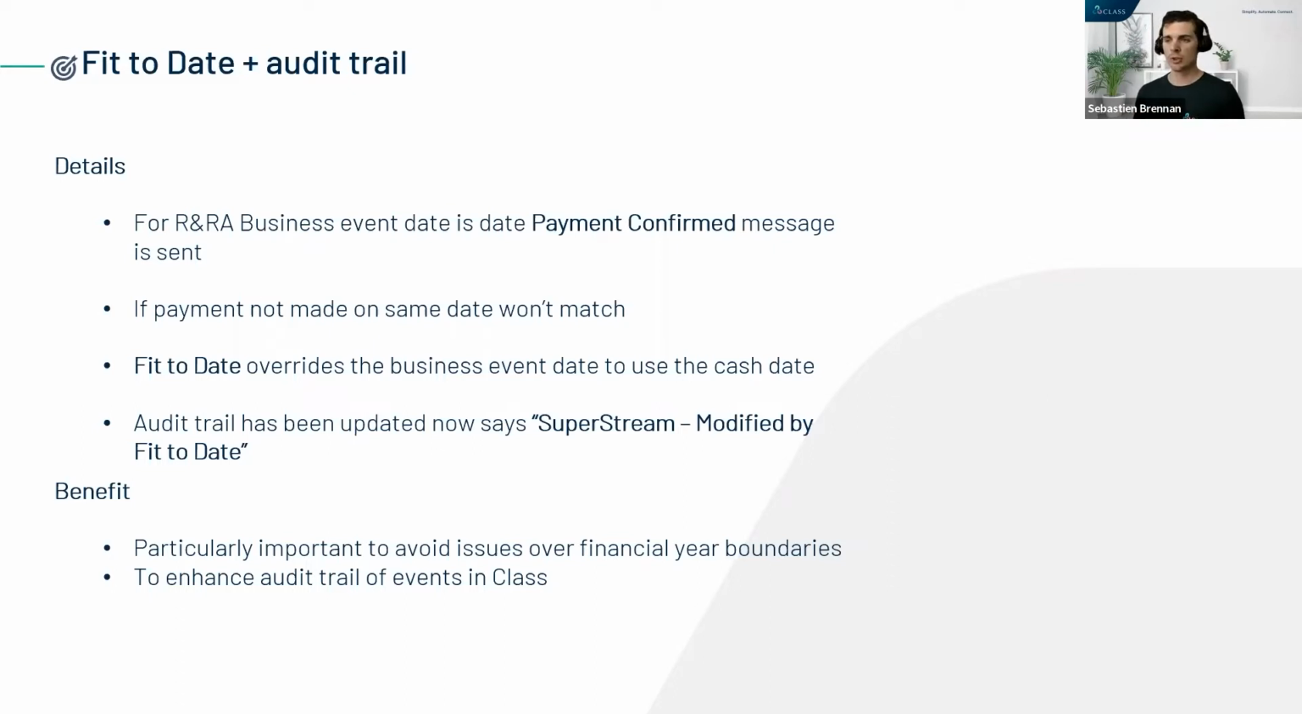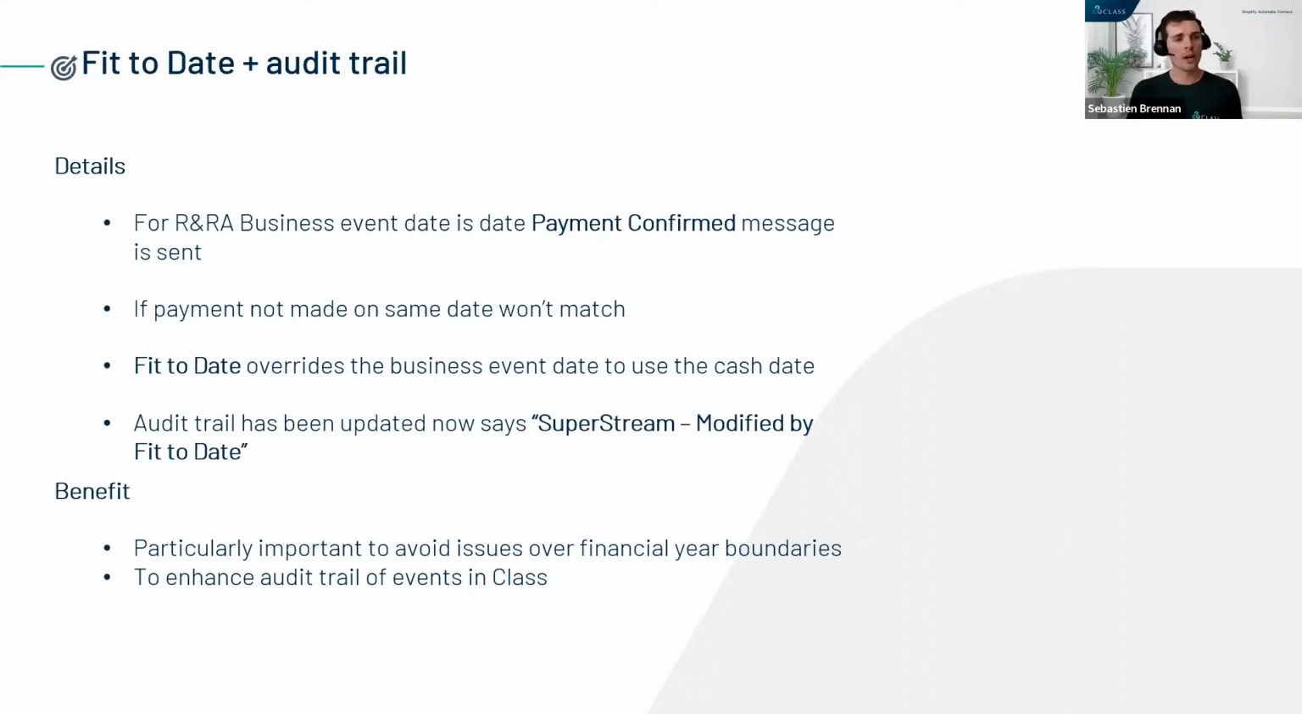So we've introduced a fit to date button. It does appear in the match transaction screen. What happens is if you select the cash and you select the business event, there will be a fit to date button that appears at the bottom and you can match them off. What the fit to date button will do is use the cash date rather than the business event date. So the business event date will be overridden.